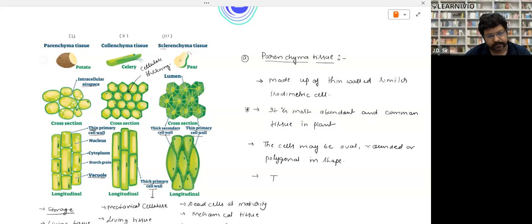Next one. The cell wall is made up of cellulose.